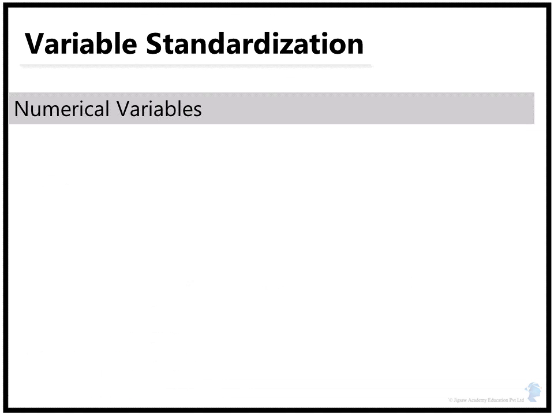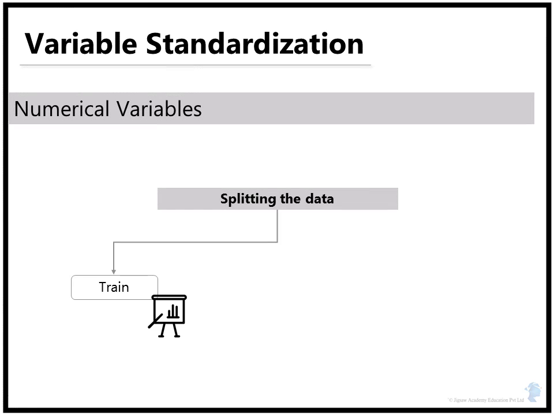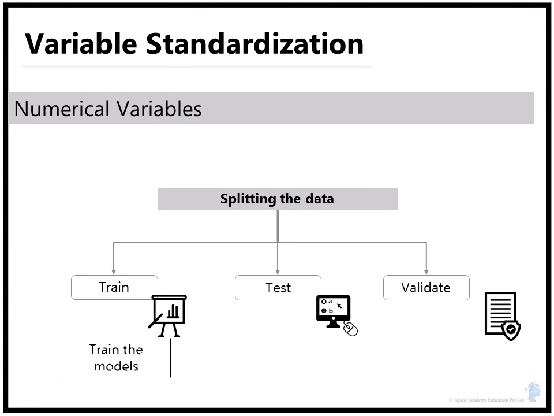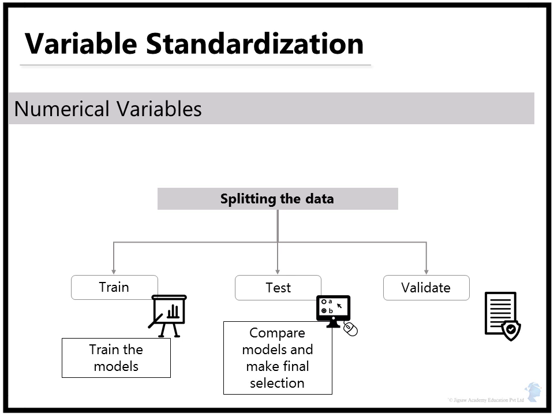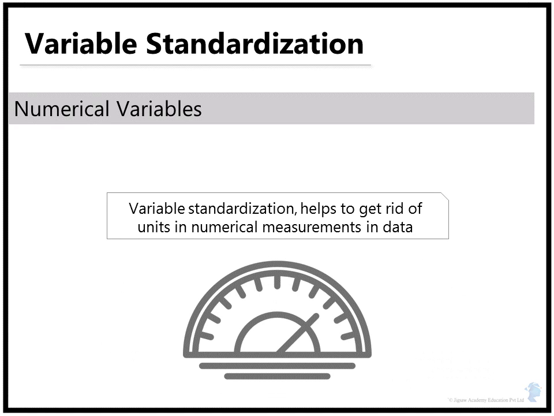Let's talk about variable standardization for the numerical variables. At the beginning, we had originally split the dataset into 3 sections: the train, test, and validate. The idea was to train all models on the train split, compare models on the test split, and make final selection using these results. Finally, we report the performance of the selected model on the validate split.